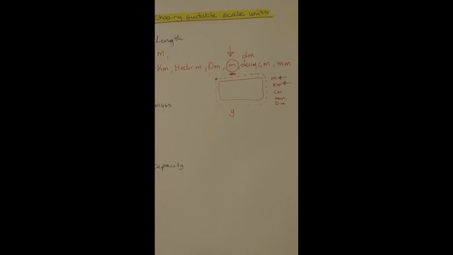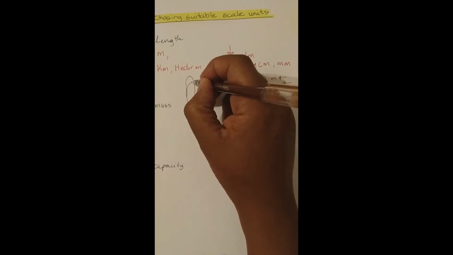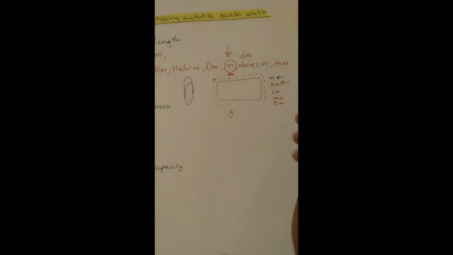Another example, a paper clip. What would you measure the paper clip in? Kilometers, meters, centimeters, millimeters? The best unit to choose for that will be millimeters, or you can even consider centimeters, but personally I would go for millimeters, because I know that would be a really nice scale to work with.